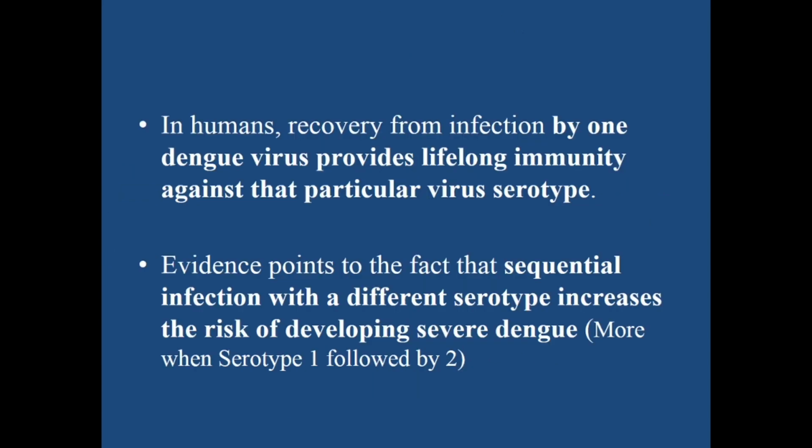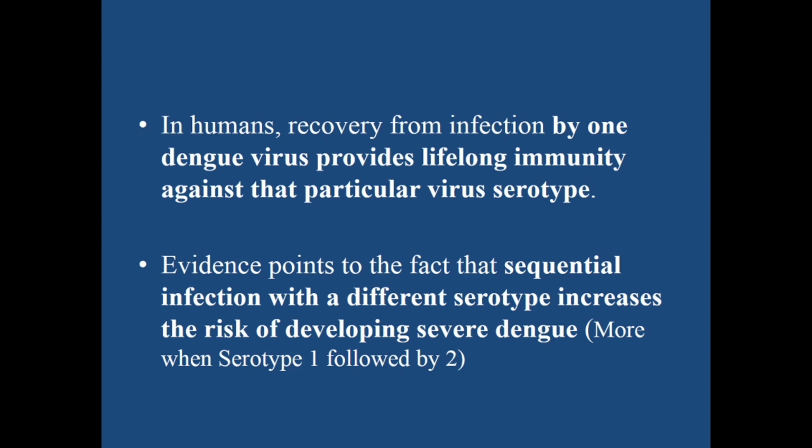So in humans, this is a very, very important slide. You have to remember this slide. In humans, recovery from infection by one dengue virus provides lifelong immunity against that particular virus serotype. And evidence points to the fact that sequential infection with a different serotype increases the risk of developing severe dengue, more when serotype 1 is followed by serotype 2.